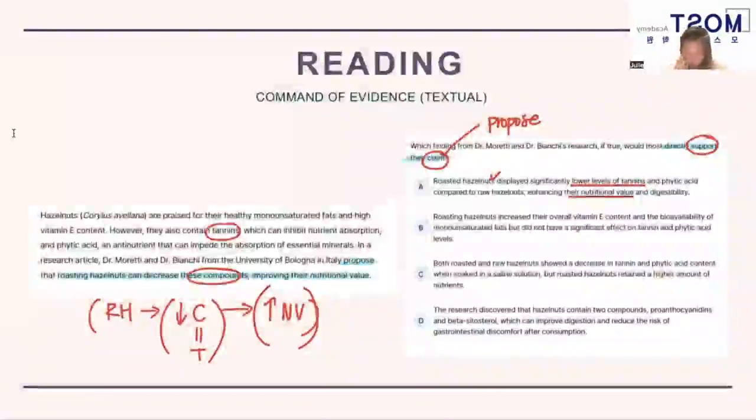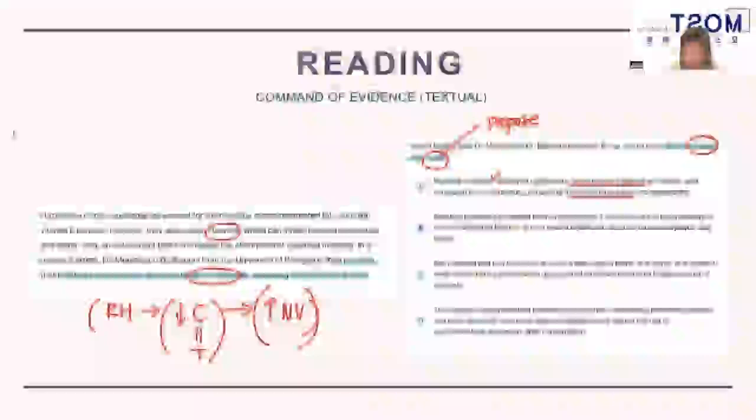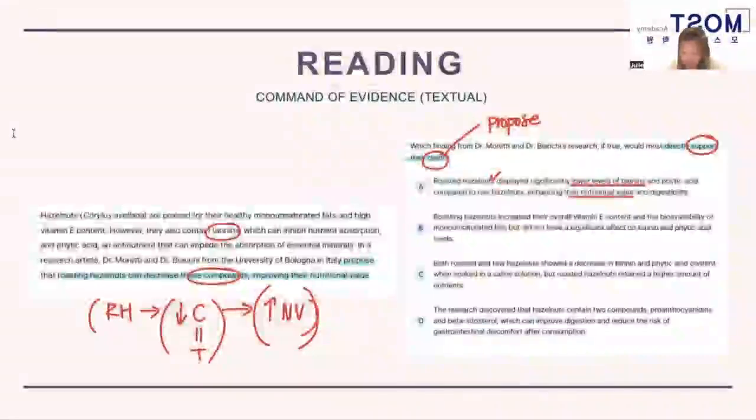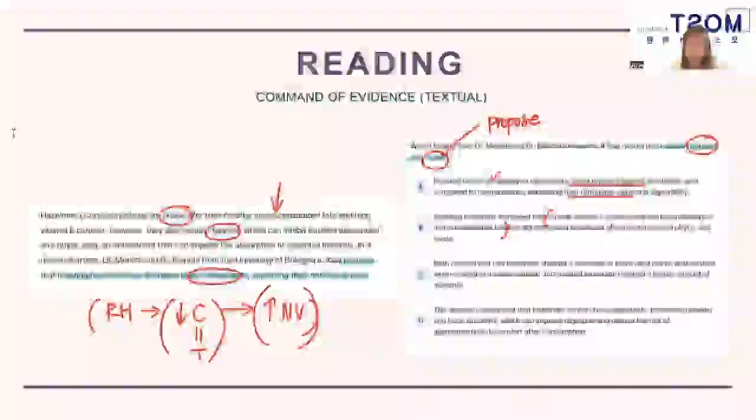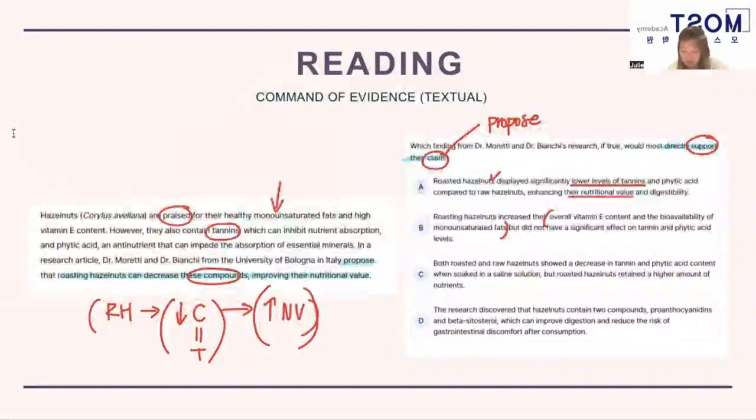But we want to make sure that the other answer choices are wrong, so let's go ahead and double check. Roasting hazelnuts increases their overall vitamin E content and the bioavailability of monounsaturated fats, but did not have a significant effect on tannin and phytic acid levels. So now they're mentioning a different part of the text here, which is the overall vitamin E content, which they did mention here and it was praised for it. But ultimately, that wasn't really part of the claim. So don't get distracted by portions of the text that are not going to be as important as when it's connected to the claim. So I would eliminate this because this is going to be irrelevant.